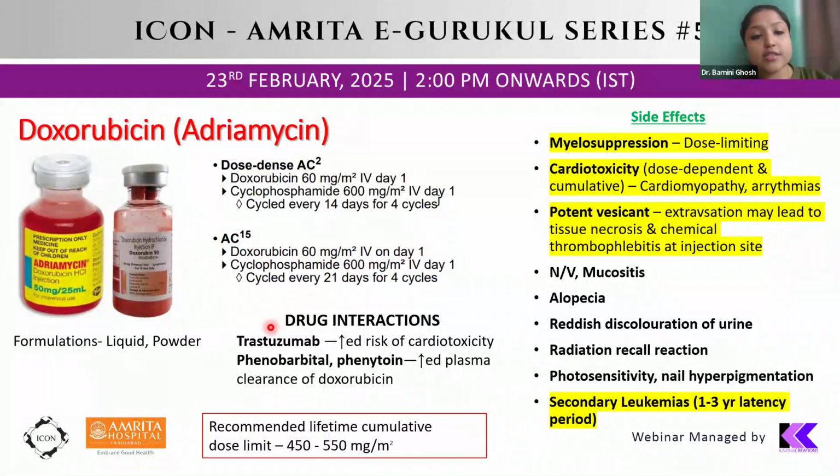Now, drug interactions: with trastuzumab, there is increased risk of cardiotoxicity. And since we have seen that this drug is metabolized in the liver, phenobarbital and phenytoin, which are inducers of the hepatic microsomal enzyme systems, can also lead to increased plasma clearance of this drug.